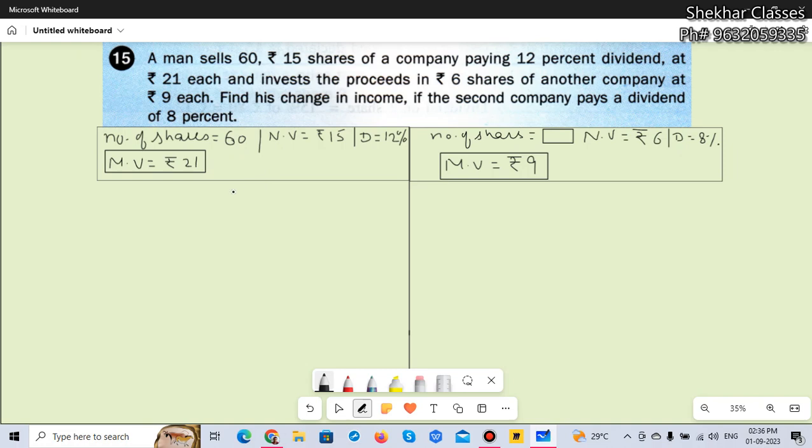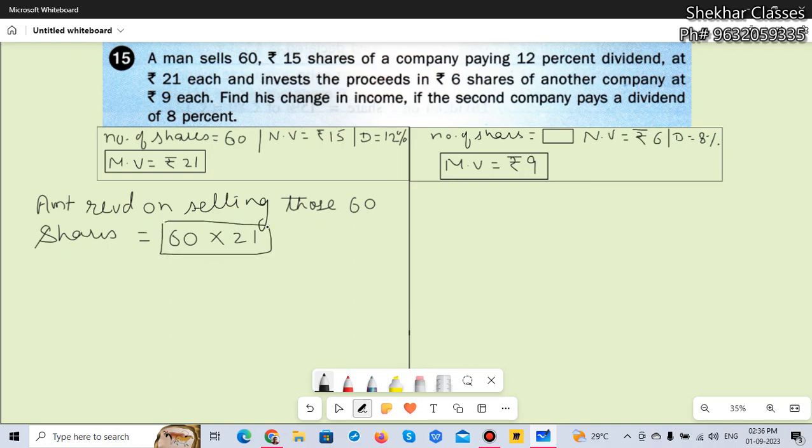Right. So first of all, we have to find out how much money he got on selling those 60 shares. So we can say the amount received on selling those 60 shares is equal to how much? Number of shares into market value. Market value is how much? 21 rupees. So how much is that? Let it be whatever it comes here. We will keep that amount here. This is the amount in rupees. Okay.